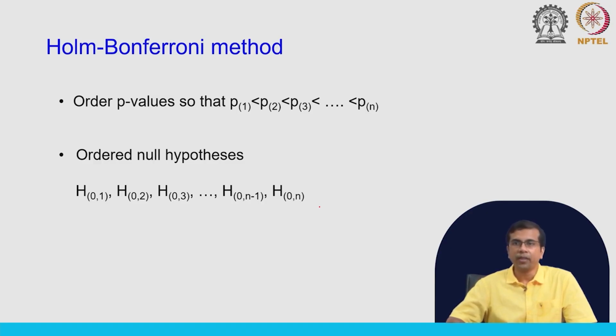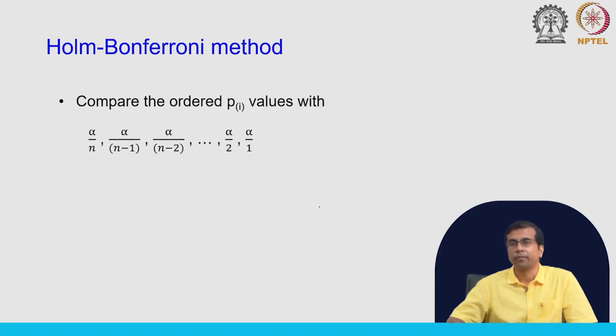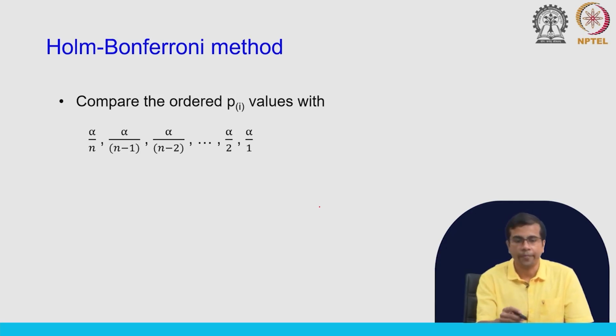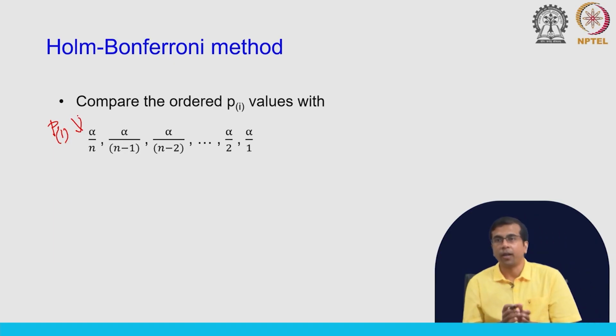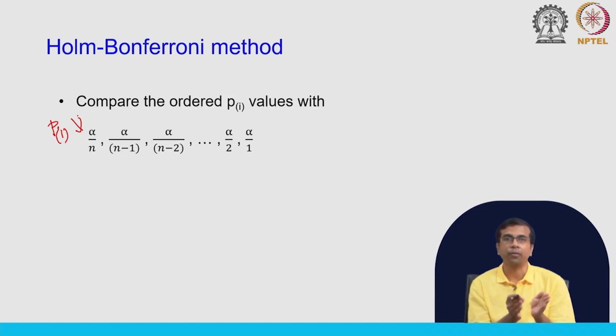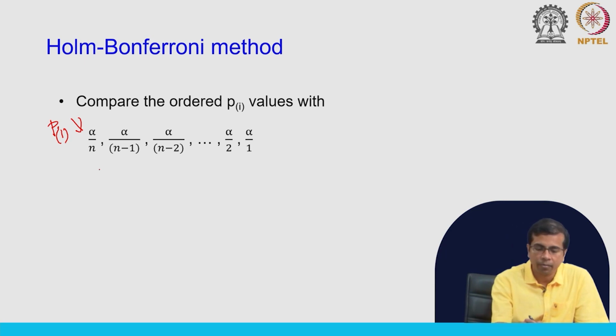Okay. So, what this method proposes is that instead of doing alpha by n, where n is the number of statistical tests, compare these ordered p values with alpha by n, then alpha by n minus 1, and so on. Okay. So, what you do is we start with, let us say, i equals 1. Okay. So, for p (1), the smallest p value, we compare with alpha by n. Okay. So, alpha by n is the most stringent cutoff, and p (1) is the lowest p value. So, for the lowest p value you apply the most stringent cutoff.